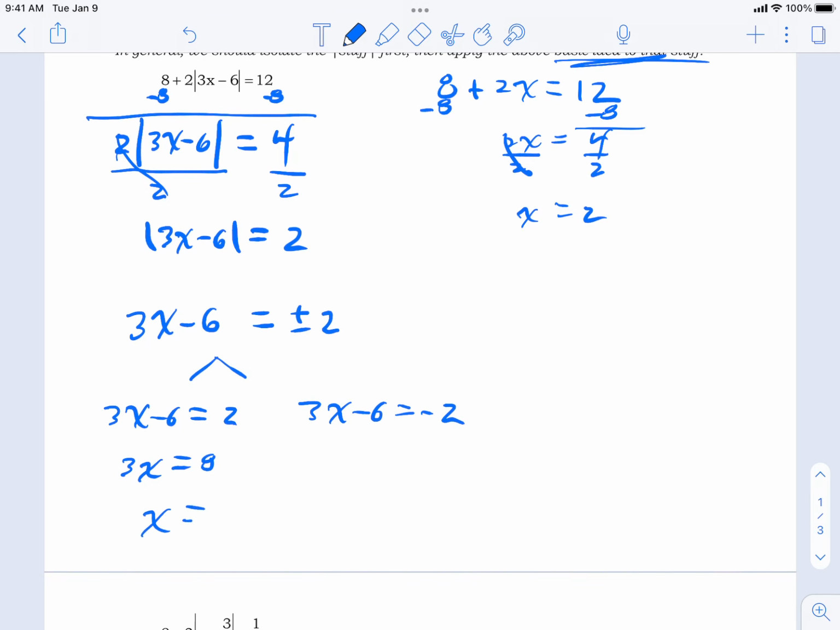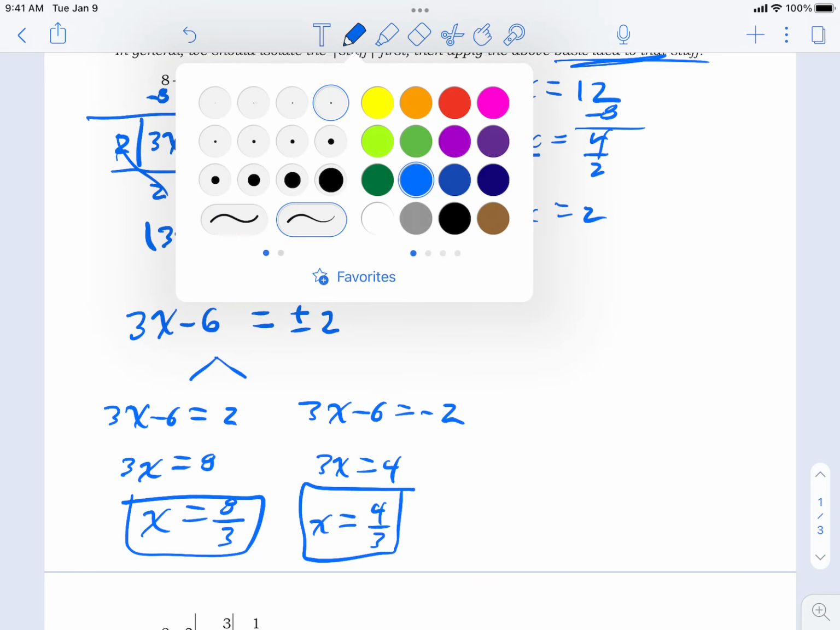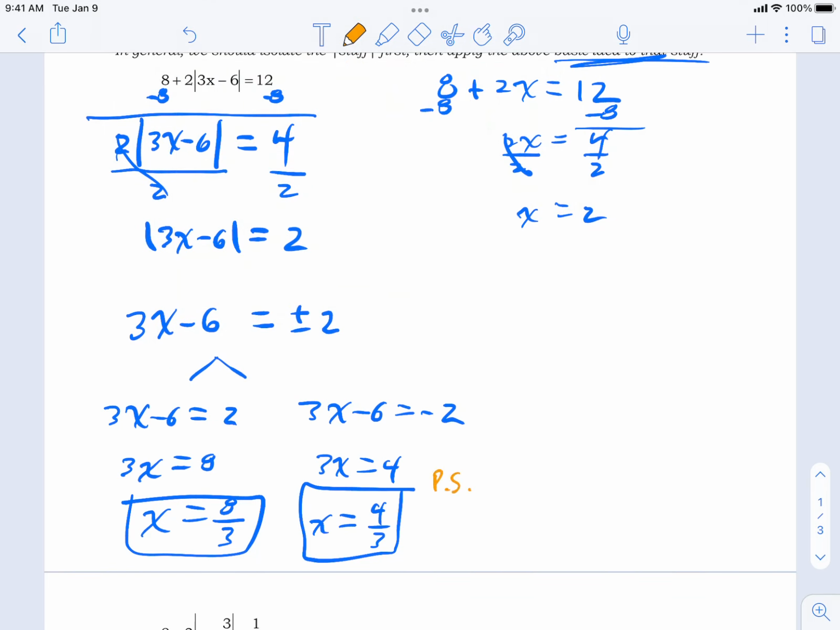Divide both sides by 3, I've got an 8/3. Cool. This one, add 6 to both sides, I got a 4. Divide both sides by 3, I get a 4/3. Cool. So there's my two answers, 8/3 and 4/3. P.S. We love improper fractions in this course.